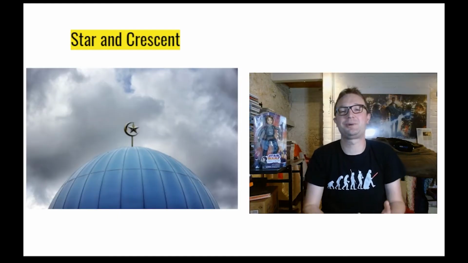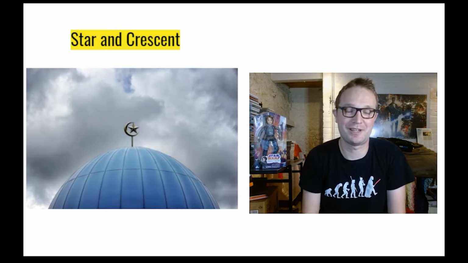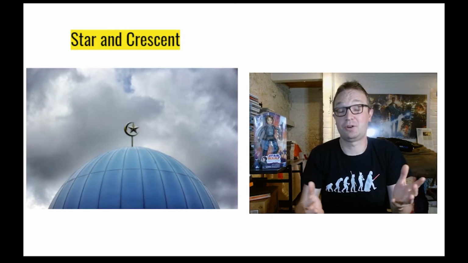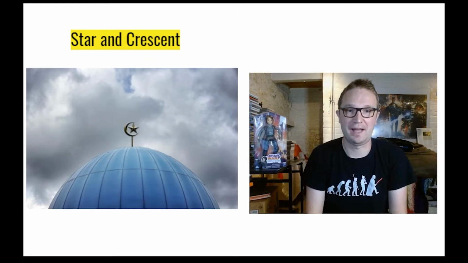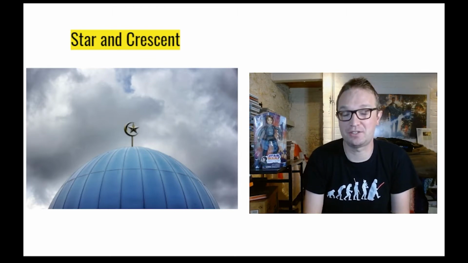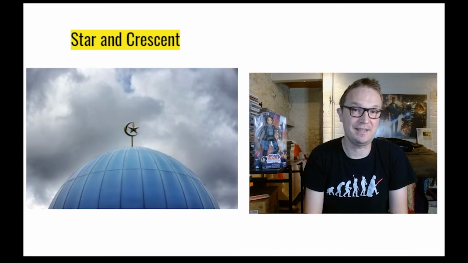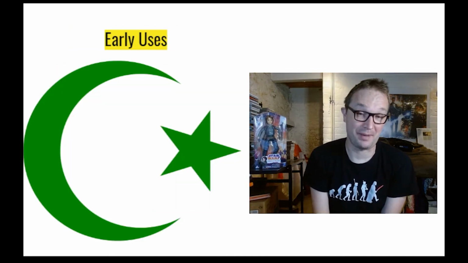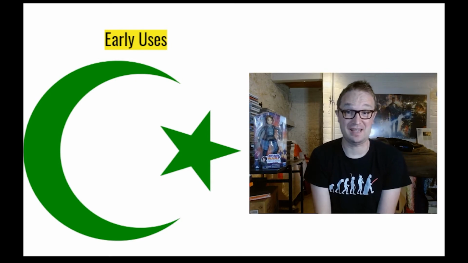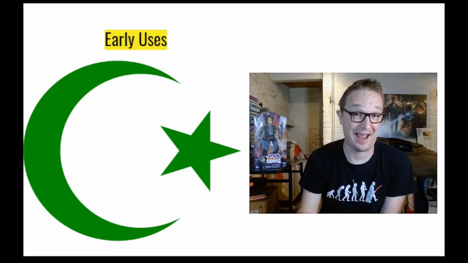The star and crescent is a symbol often associated with Islam. Here it is on top of a mosque, and of course that wonderful dome helps with acoustics inside and also makes it a lot easier to spot. The earliest uses of this symbol go right back to 6000 BC in what we now know as southern Iraq.